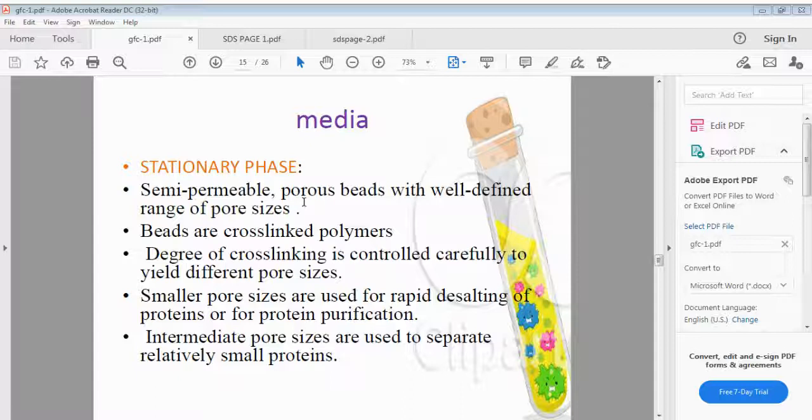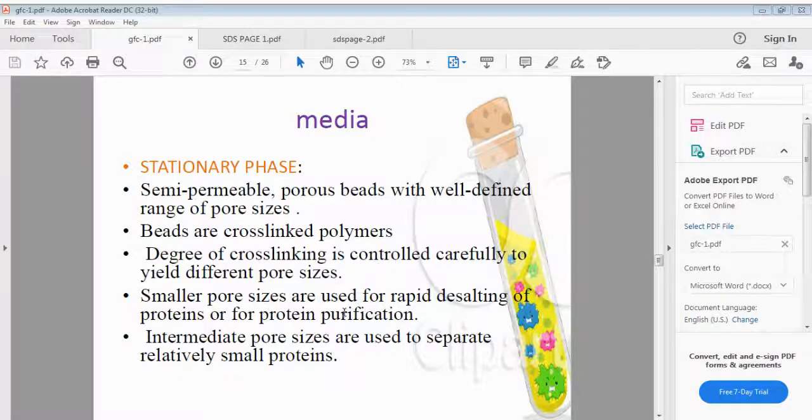The molecular weight of the protein can be measured in terms of Daltons. Accordingly, the pore size also can be well defined by increasing the concentration or varying the cross-linking. Beads are cross-linked polymers, and only when they are cross-linked do they have pores. Just imagine the cross-linking between agarose, amylose and amylopectin. There are so many cross-linkings which we will come across. The degree of cross-linking will control the pore size.